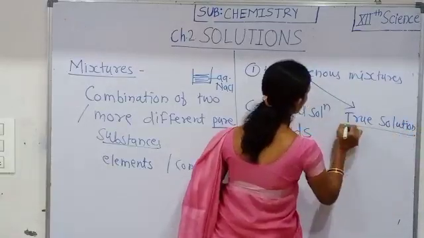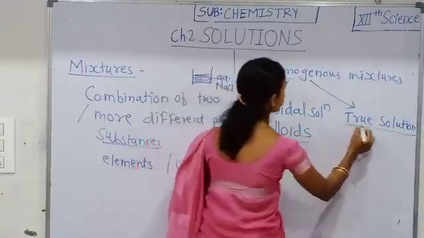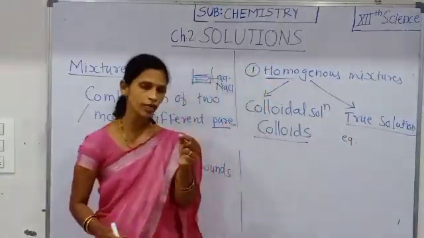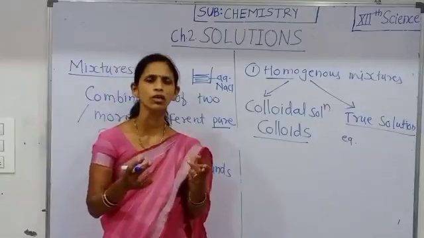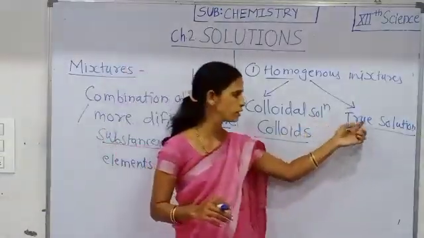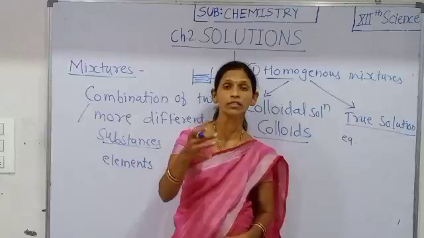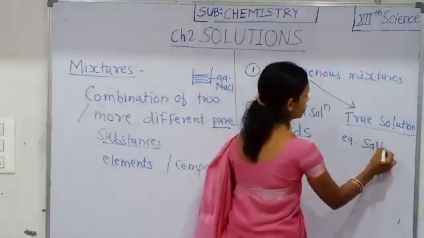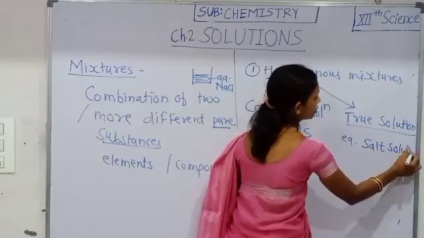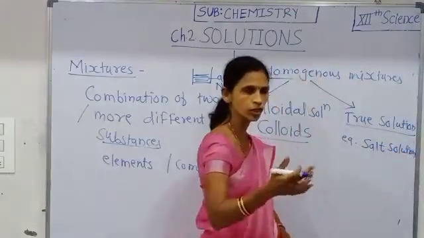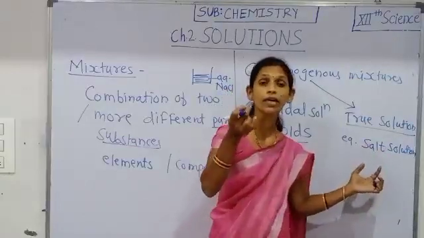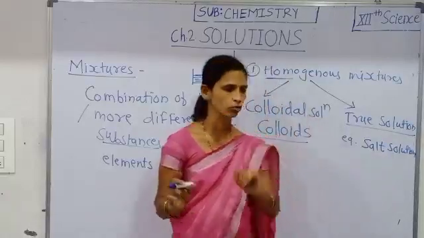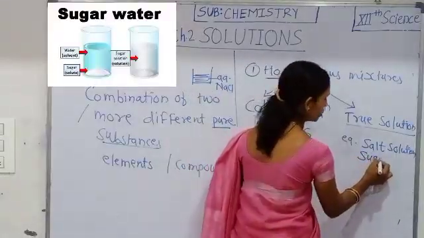True solution and colloids. In a true solution, the solute particles are so small that we cannot see them in the solution by naked eye, or even under a microscope. For example, in a salt solution we get a transparent solution in which we can't find the particles of common salt. It cannot be seen by naked eye or under a microscope. The same is true of sugar solution.